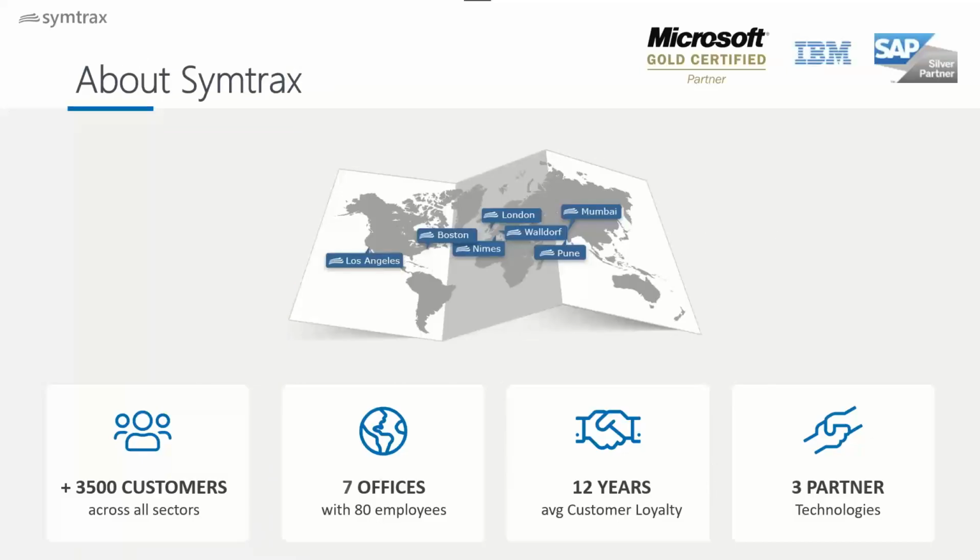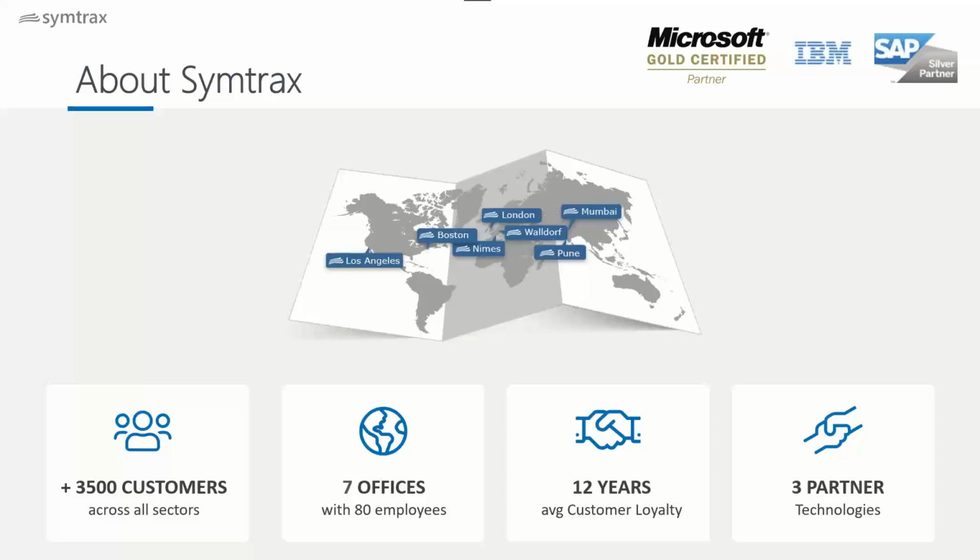Now I will just move on to the next slide, and I would like to give an overview about Simtrax. Till date, we have been associated with around 3.5K customers across all sectors. We have experience in automating solutions for different industrial sectors, both vertical and horizontal. And we have 7 offices located geographically, and around 80 employees work across all our offices.